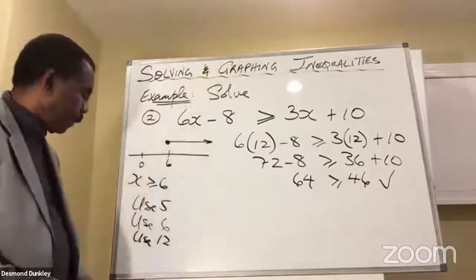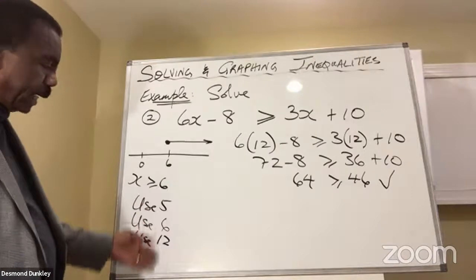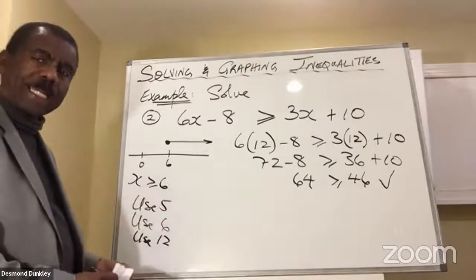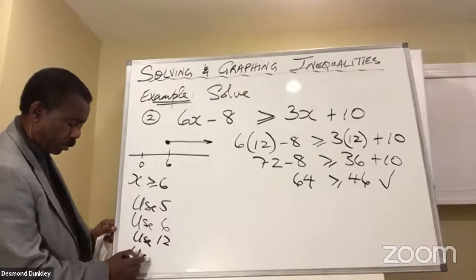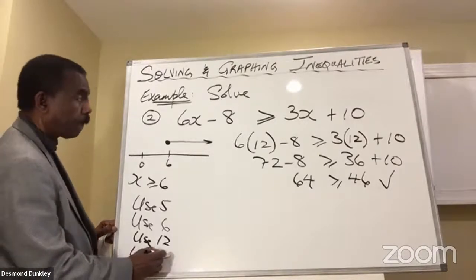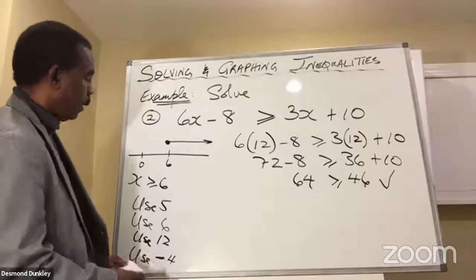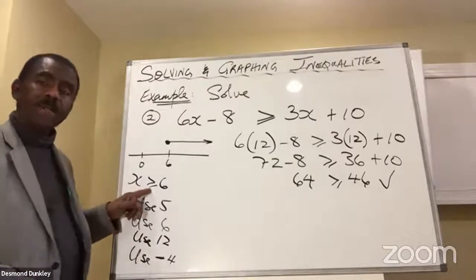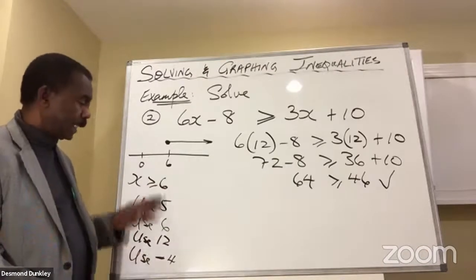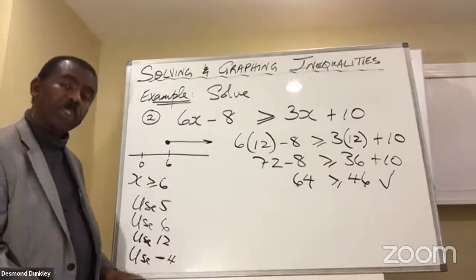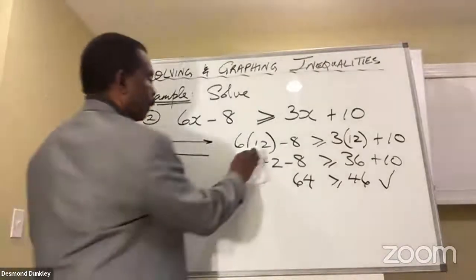So now I'm going to try one last one. I'm going to use a number that is negative. We didn't use any negative numbers. Let's try a number that's negative and see what happens. So use negative 4. Let's try negative 4. Now, x must be greater than or equal to 6. We're using negative 4, which is less than 6. So this should fail if we are correct. Let's go.